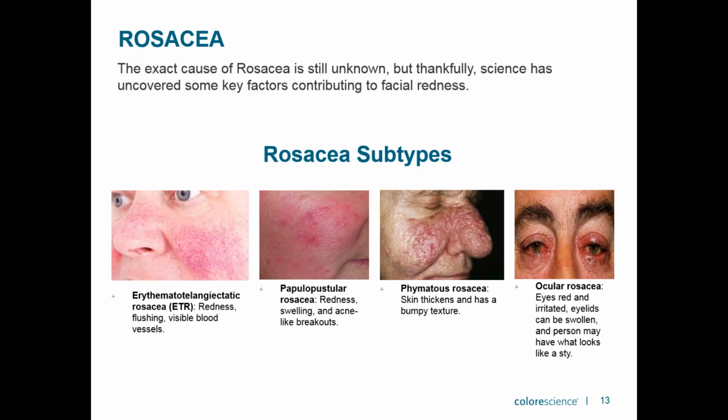Ocular rosacea, where the eyes are red, they're always red. The eyelids can be swollen, they can be peeling, and they might get what looks like a sty. And it's right here on his right eye in the corner, and it's not really a sty, but that's what it looks like. So they might have like a bump there.